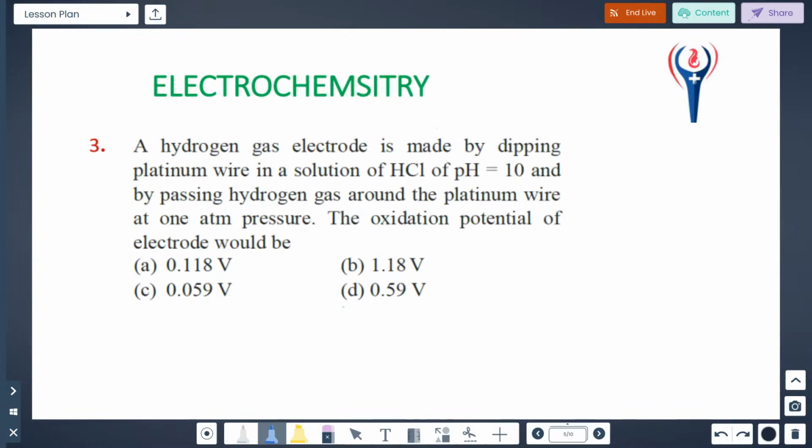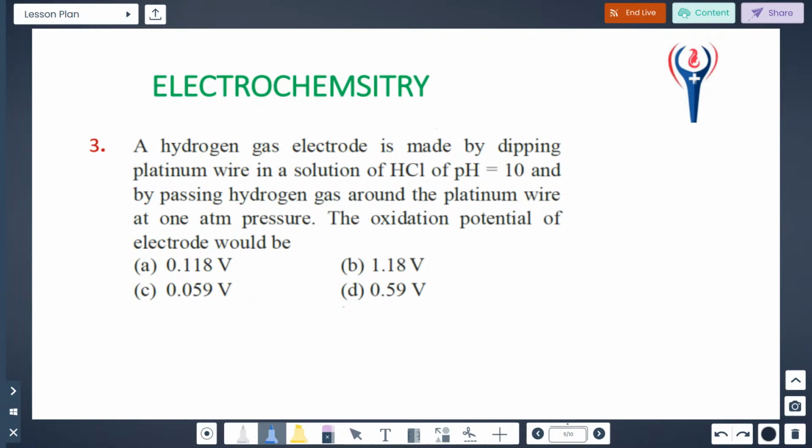A hydrogen gas electrode is made by dipping platinum wire in a solution of HCl of pH 10, by passing hydrogen gas around the platinum wire at 1 atmosphere pressure. The oxidation potential of the electrode would be dash. They are asking. This is called the standard hydrogen electrode. In the standard hydrogen electrode, we are using a dilute acid solution, and at the same time we are passing hydrogen gas also.